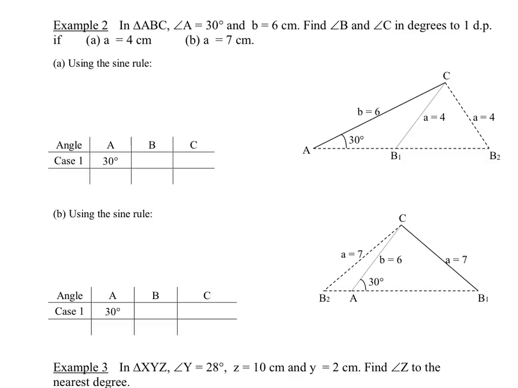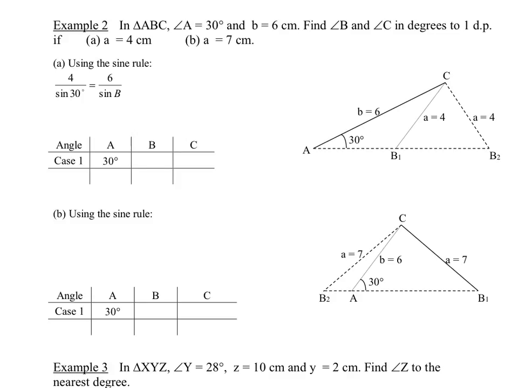Okay, so we'll use the sine rule for this. Setting up the sine rule is the easy part, at least we hope it will be. To find out what angle B is equal to, we're just going to do a side divided by the sine of the opposite angle equals a side divided by the sine of the opposite angle. 4 over sine of 30 is equal to 6 over sine of B.